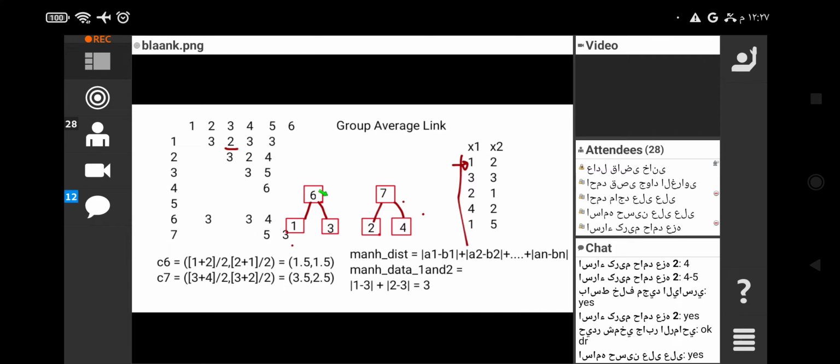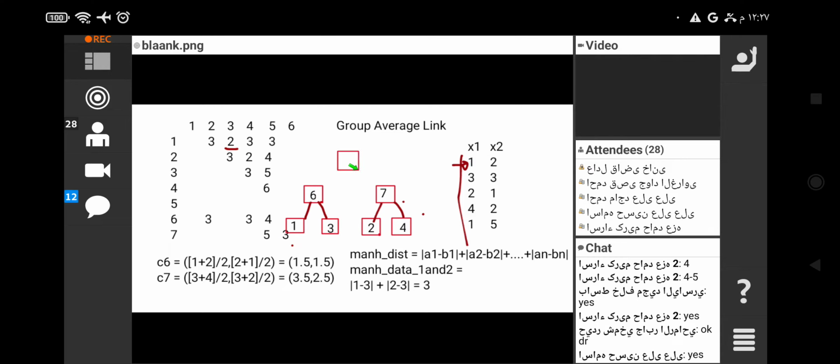Okay, so cluster 7 is nearer to cluster 6. The distance between cluster 7 and 5 is 5, 7 and 6 is 3, and 5 and 6 is 4. So the nearest is 7 and 6. Okay, the nearest clusters are 7 and 6.